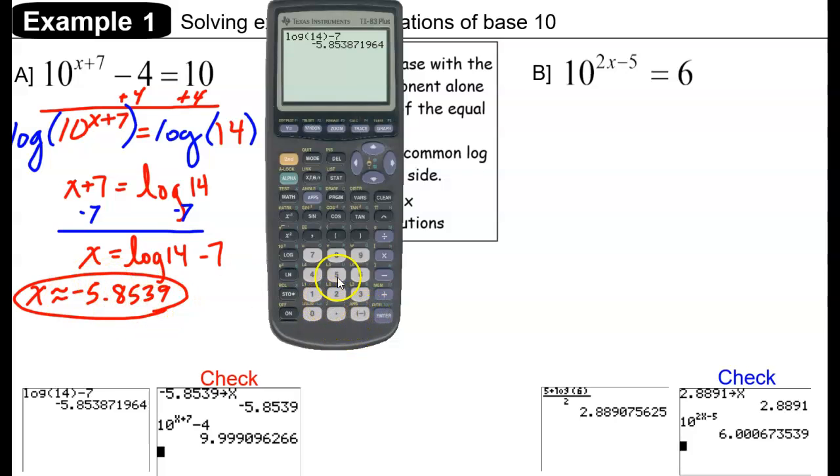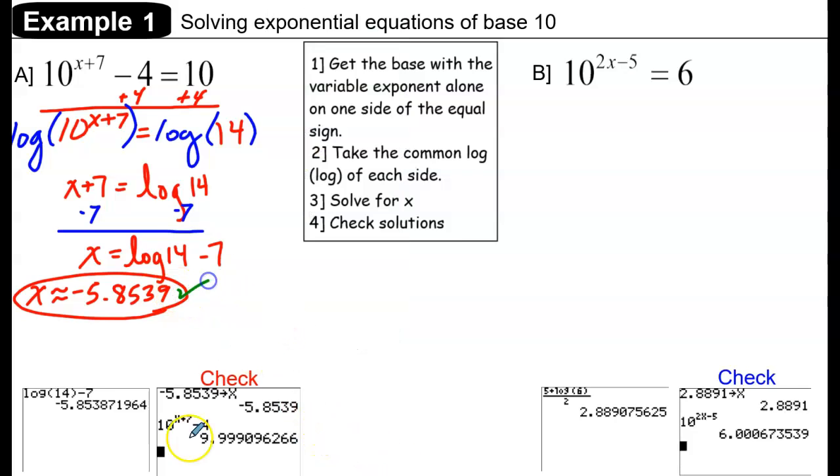Now when we're ready to check that answer in the calculator, we're using a rounded value here. When we store that rounded value for x, so negative 5.8539 store as x, now we no longer are working with exact values. So I can't use the equal sign when I check because it's never going to be exactly equal since my answer has been rounded. So instead we're going to substitute the x into the equation on the left side, 10 raised to the x plus 7 power minus 4. And we see that that's equal to approximately 9.9991, which is very close to 10, right? It's close enough to be considered acceptable because we used a rounded decimal as our answer. So we can go ahead and mark that that checks.